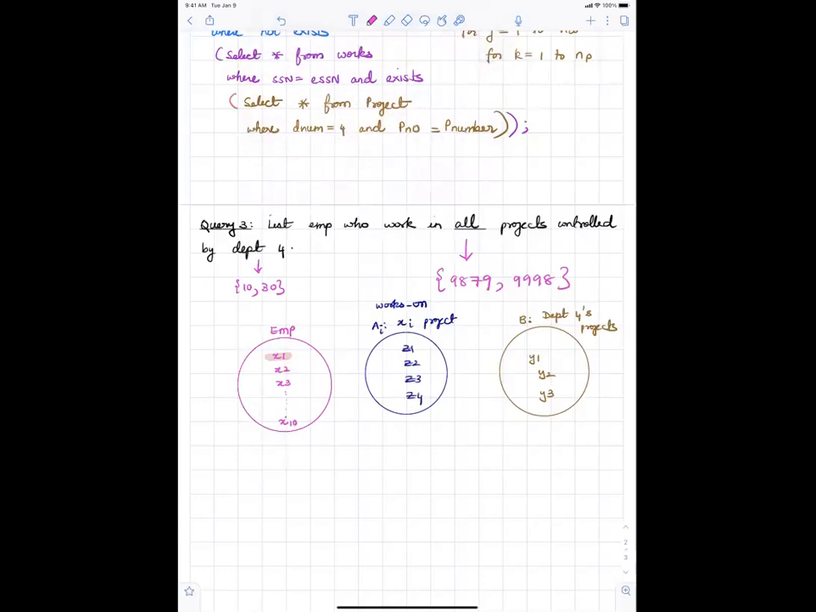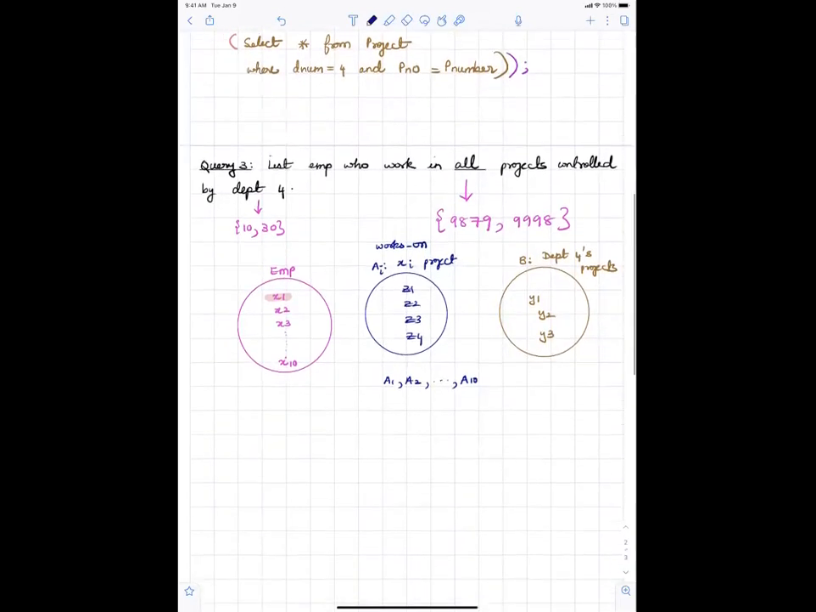So we have 3 sets. We have the employee set, which has every row from the employee table. We have the set B, which is Department 4's projects. And then we have a bunch of sets A1, A2, up to A10, because each employee works on 0 or more projects. So some of them could be an empty set and others could be non-empty. So we want to list employees who work in all projects controlled by Department 4.